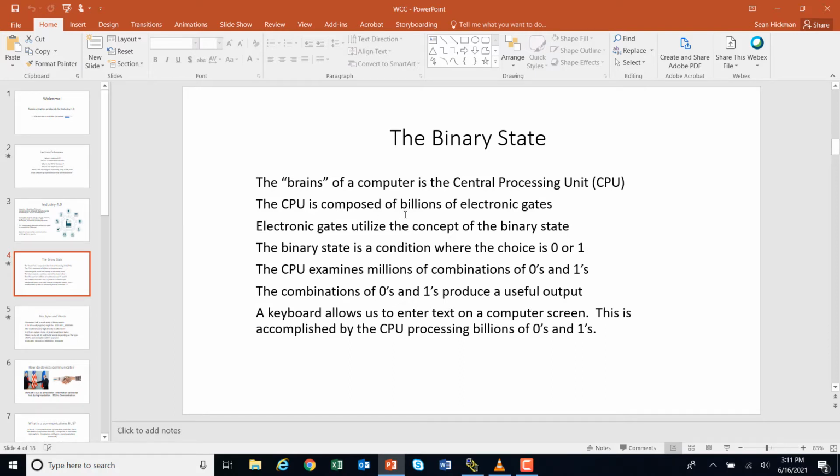So the CPU is composed of millions or billions, depending on how advanced you got, of electronic gates. And electronic gates use the concept of the binary state, which is zeros or ones, off and on. So these zeros and ones come into gates, they're processed, and they return a 0 or a 1, and then they go into more gates and get processed, and pretty soon you've got a computer examining millions of combinations of these zeros and ones and producing something useful. Maybe on this computer here I type A, and the computer doesn't understand what A is or B. A is converted to zeros and ones, and then zeros and ones get processed to the screen, and pretty soon when I type A, I get an A on the screen right here, okay?